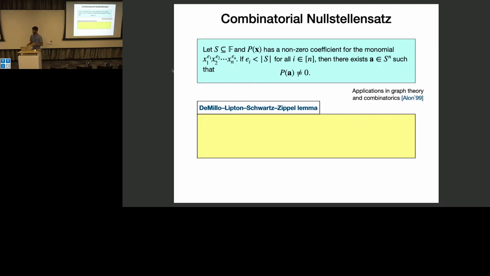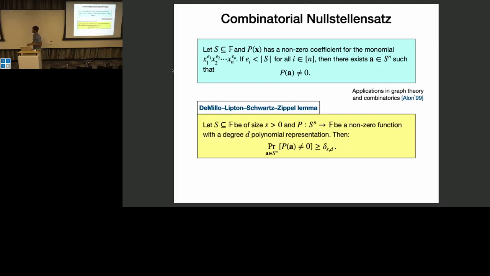And maybe of more interest to TCS is the DeMillo-Lipton-Schwartz-Zippel lemma, which is also something about polynomials defined over grids. It says that if you have a non-zero function p over this grid S^n to F, and it has low degree, then for a random point in your grid it is non-zero with some positive probability, which I denoted by delta_S. This is also used in a lot of places throughout computer science. I'll refer to the size of S as the arity of the grid.